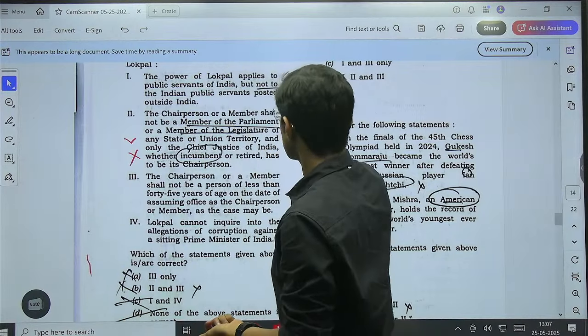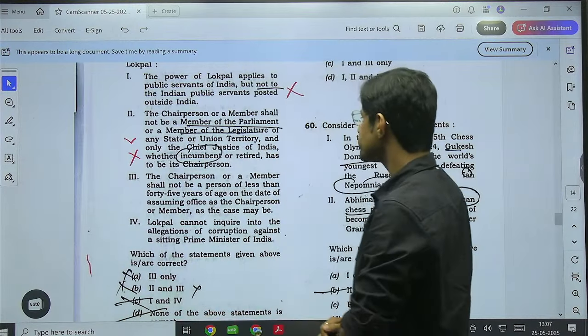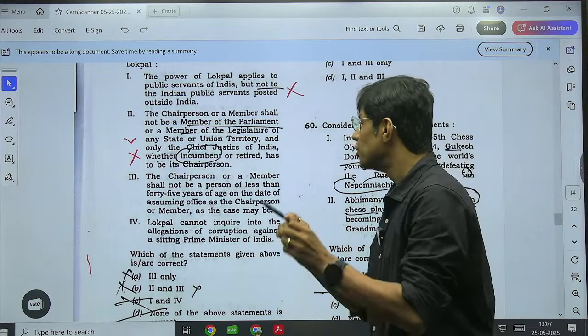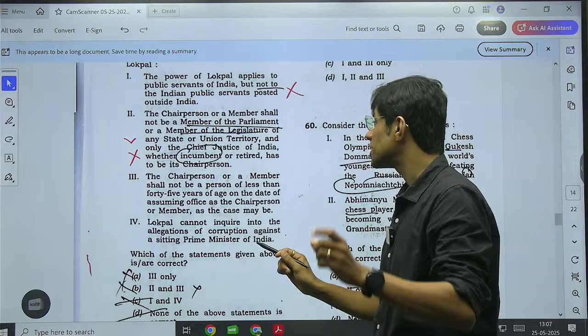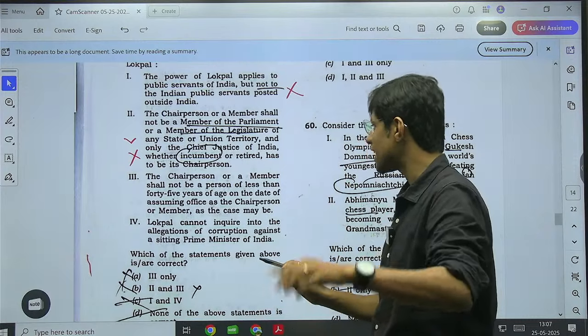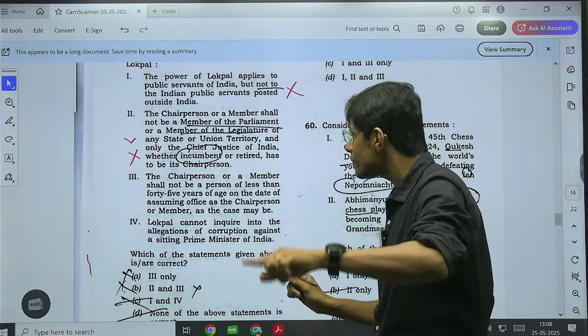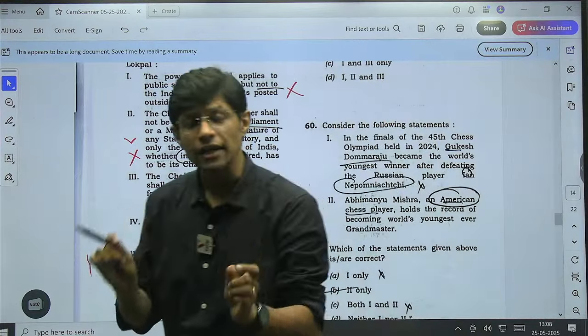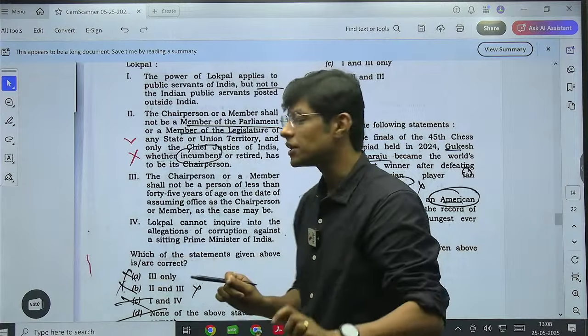When this statement is incorrect, the third statement: the chairperson or a member shall not be a person of less than 45 years of age on the date of assuming office as the chairperson or member, as the case may be. Yes, under the Lokpal and Lokayuktas Act, the minimum age prescribed is 45 years.